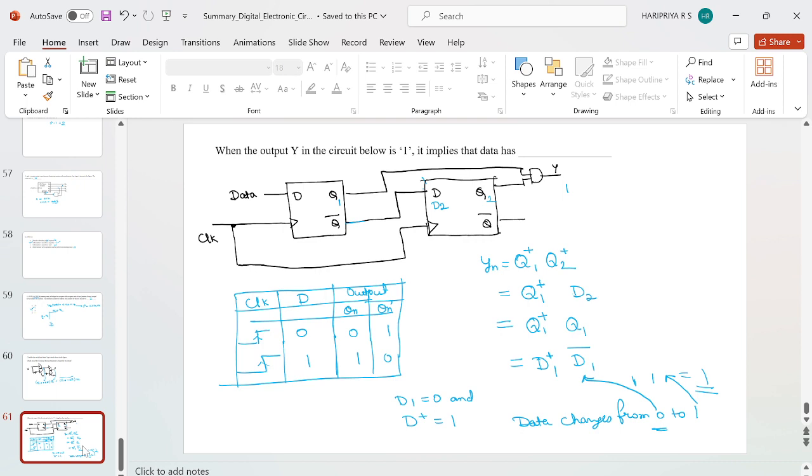So this is the question based on the flip-flops. Okay. So any doubts?